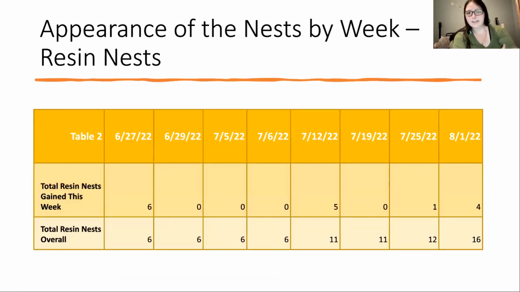Going off of that, I decided to take just the resin nests from that table. As you can see, we had a total of 16 resin nests, and they really go with that wave that I was talking about. We have 6 in that first week, 5 in the week of the 12th, and 4 on the week of the 1st of August, which make up the majority of the resin nests that we saw. I don't know if these are significant weeks for them, or if they just have this couple weeks break in between where they need to gather materials, which would be my guess.